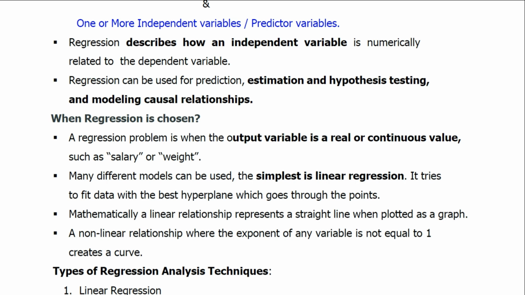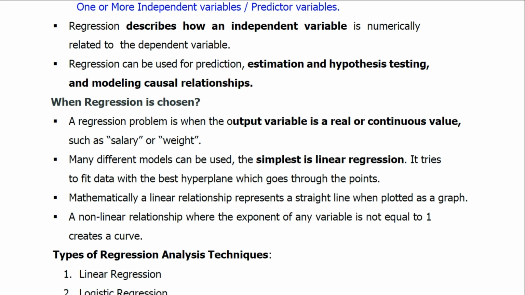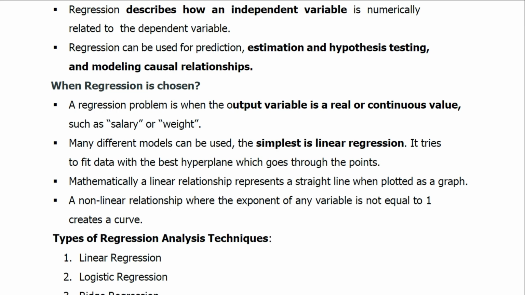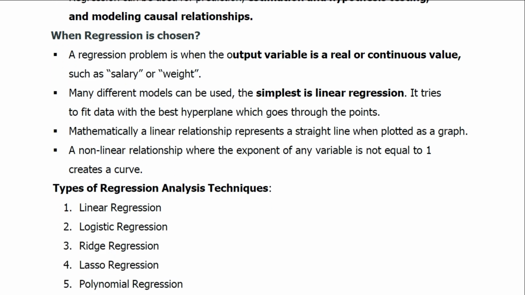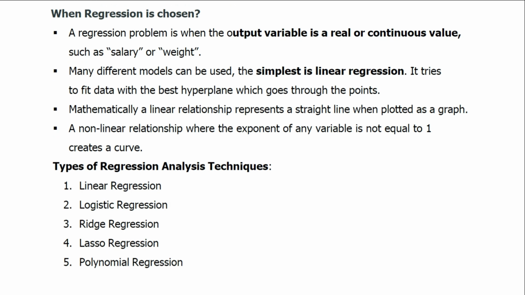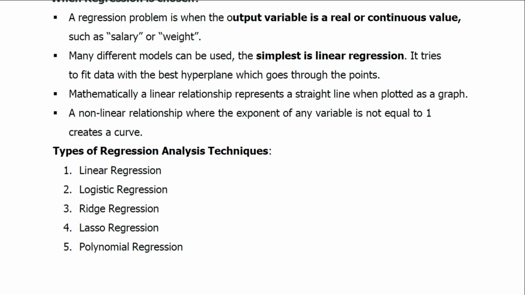A regression problem is when the output variable is a real or continuous value, such as salary or weight. Many different models can be used. The simplest is linear regression. It tries to fit data with the best hyperplane which goes through the points. Mathematically, a linear relationship represents a straight line when plotted as a graph. A nonlinear relationship, where the exponent of any variable is not equal to 1, creates a curve.